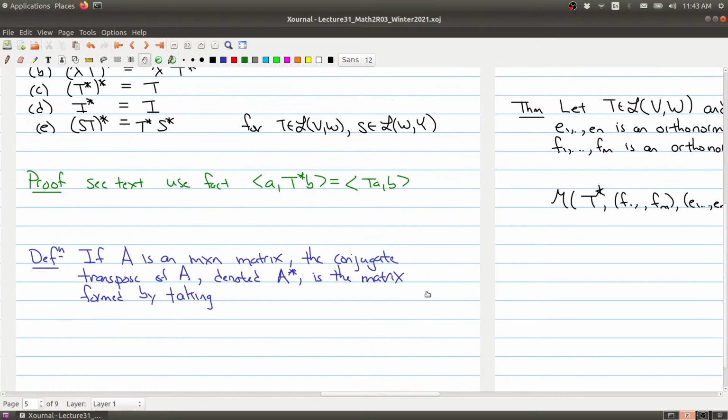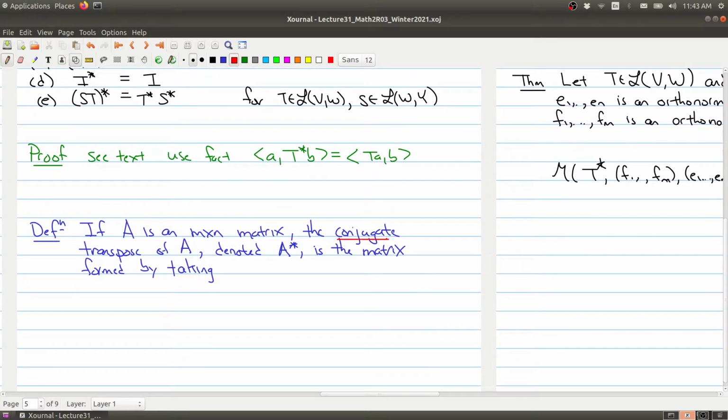So what we're going to be doing next is defining what's called the conjugate transpose. It's a little bit more general than what you would have seen in Math 1B03. The conjugate transpose of a matrix, and we call it A star here, is the matrix formed by taking the transpose of A and then the complex conjugate of each element inside of the matrix.